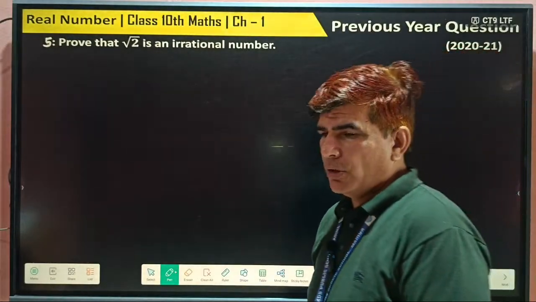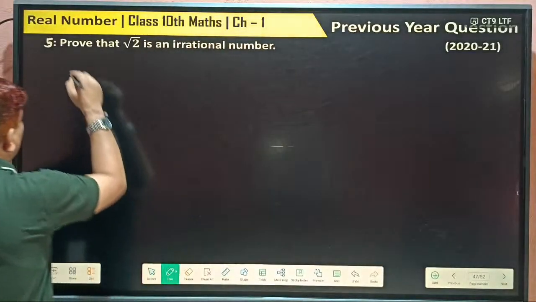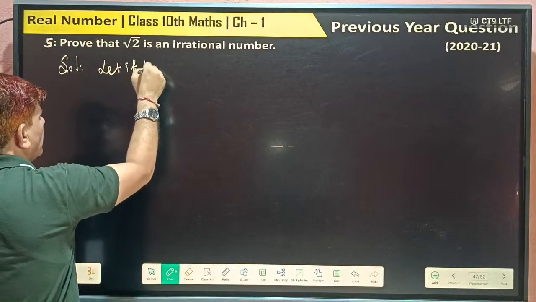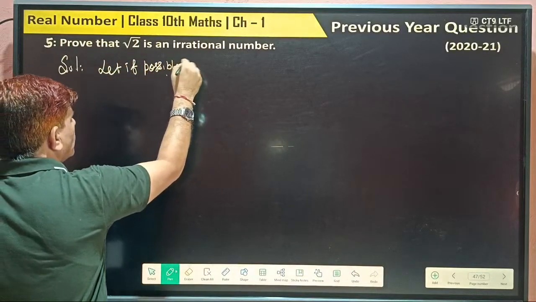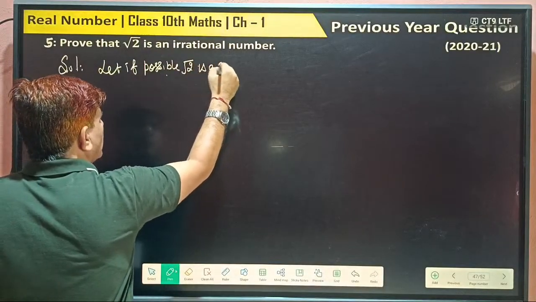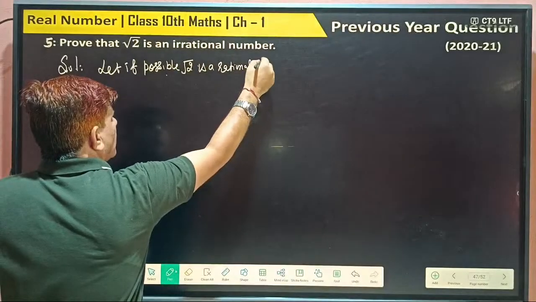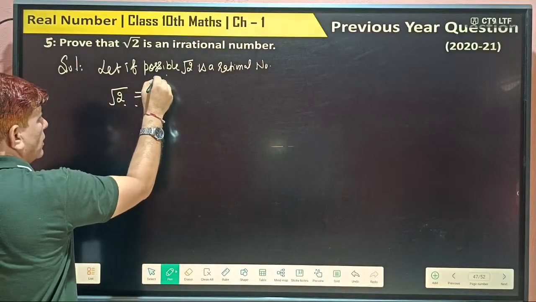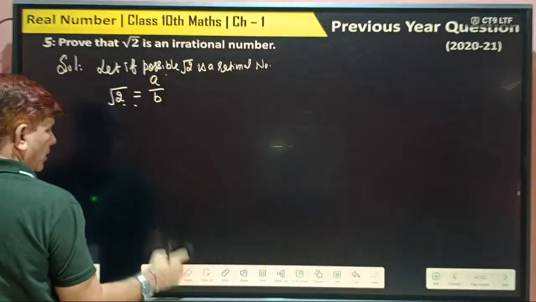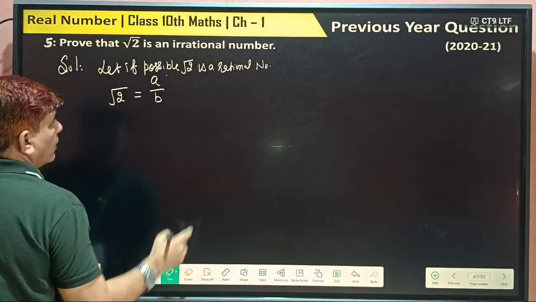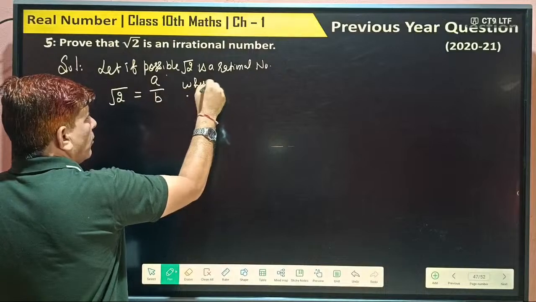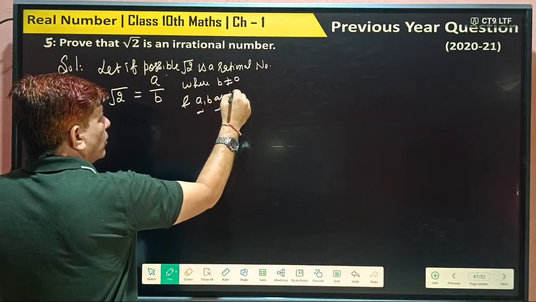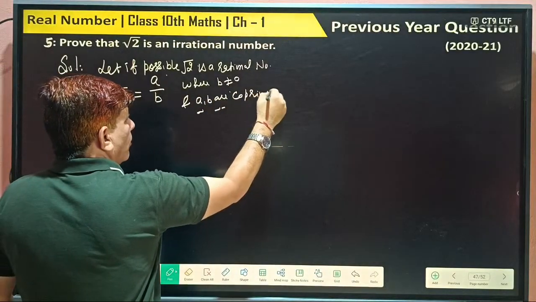We can say, let, if possible, root 2 is rational. So, solution. Let, if possible, under root 2 be a rational number. And if under root 2 is a rational number, then we can write it in this form A by B or P by Q. Here B is not equal to 0 and A, B are co-prime integers.